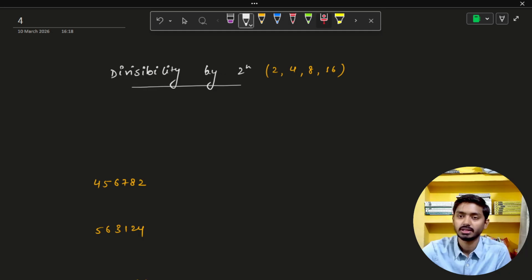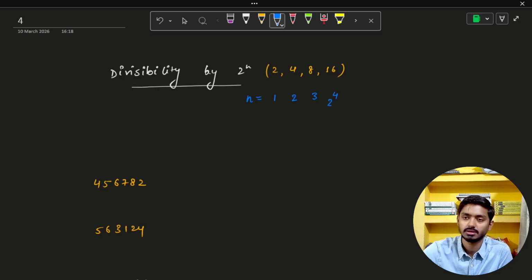Let's start with divisibility by 2 to the power n. It is very clear that if you put the value of n to be 1, you get 2. For n equal to 2, you get 4. For 3 you get 8, and for 4 you get 16, right? So 2 to the power 4 is 16.